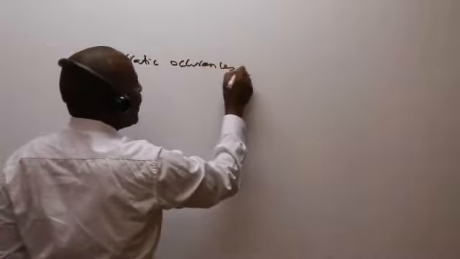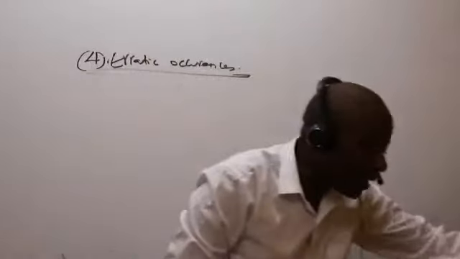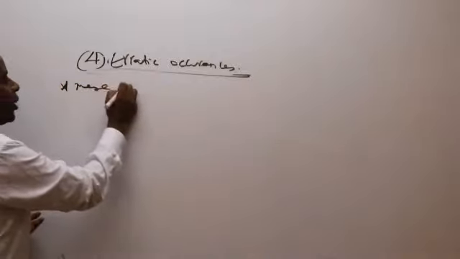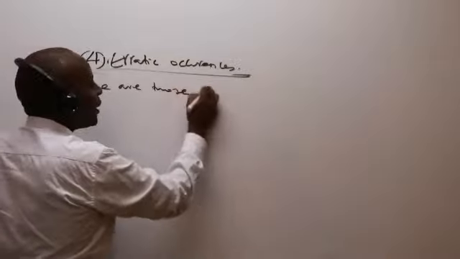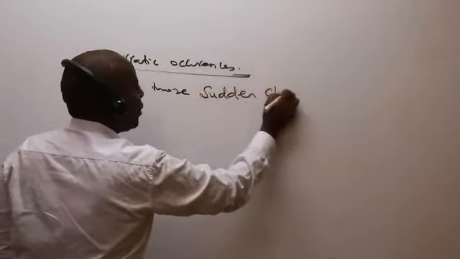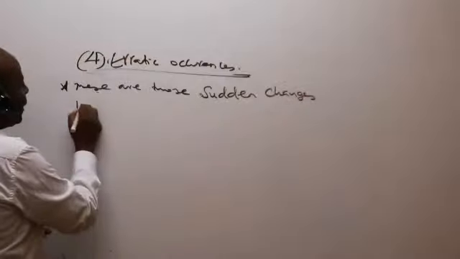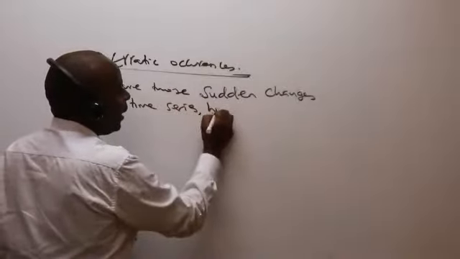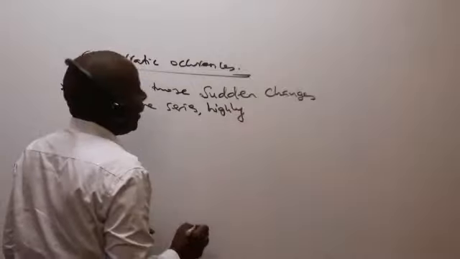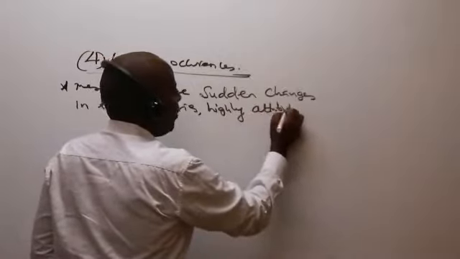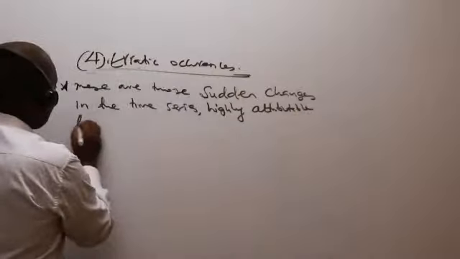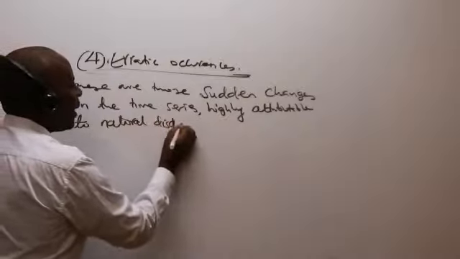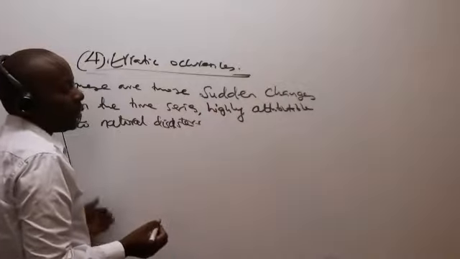occurrences. So erratic occurrences, ladies and gentlemen, what you're supposed to know is that these are those sudden changes in the time series, highly attributable to natural disasters.